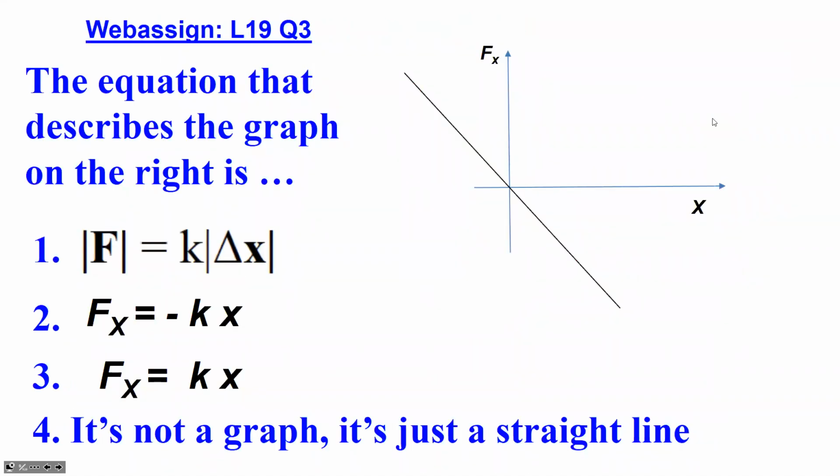Question to you for the WebAssign review. You can see here a straight line. It represents something. What does it represent? Well, you could read the axes. The horizontal represents the x coordinate of that cart, and the vertical represents the x component of a force acting on that cart. So, if we want to describe this graph, what equation would we use?